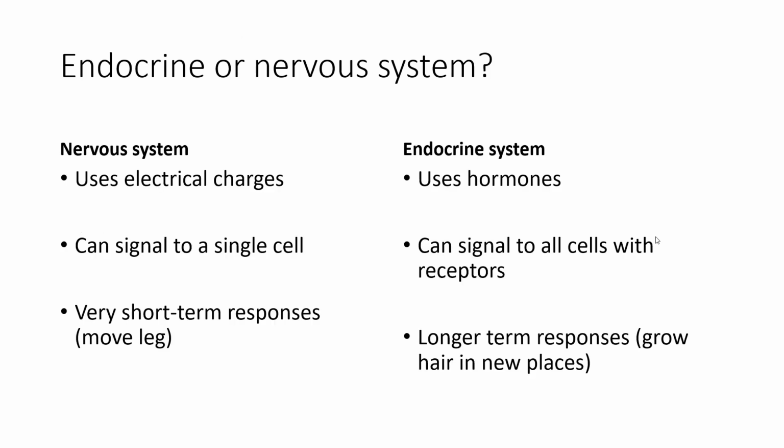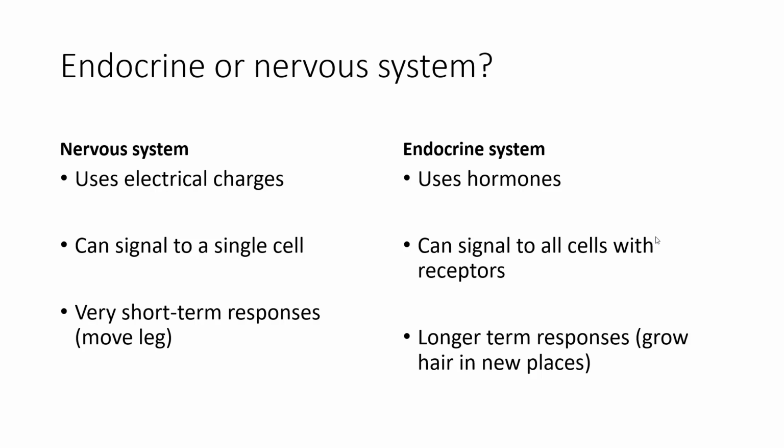Now, we're going to look at how cells communicate with one another in the endocrine or nervous system, because there are two different ways that animals use cells to communicate with one another. The nervous system uses electrical charges and can signal to a single cell. So a nervous system can transmit a signal to just one muscle cell, allowing that muscle cell to contract. And these are short-term responses, like moving your leg.